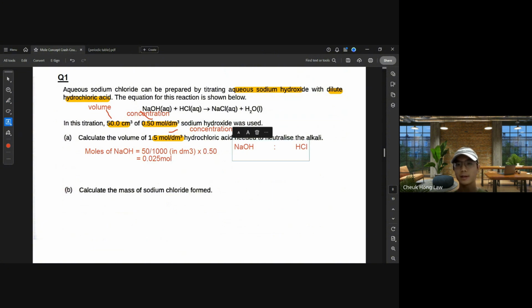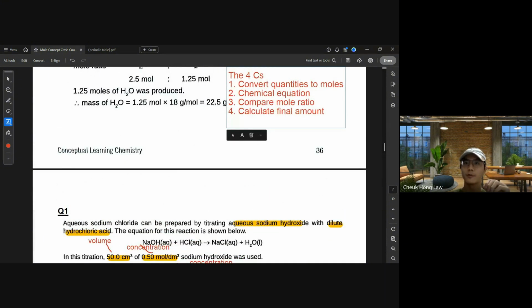So the mole ratio is basically from the chemical equation. Based on the equation, the mole ratio between NaOH and HCl is 1 to 1. All right, then now we can find the actual number of moles of HCl. So we know for NaOH is 0.025. So if we compare it, it is also 0.025, because 1 to 1. It's the same. So number of moles of HCl used is 0.025. That is step 3, compare mole ratio.